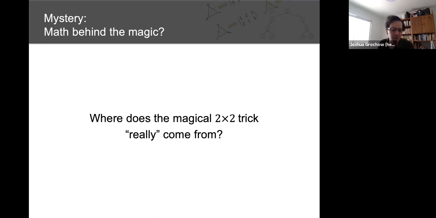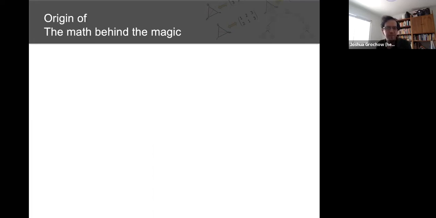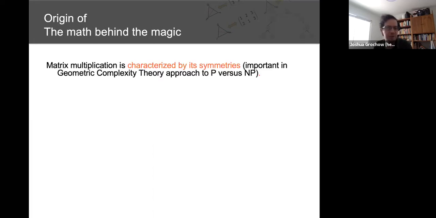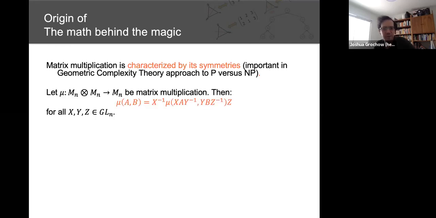And our starting point for this actually comes from geometric complexity theory. You don't need geometric complexity theory to do this, but this was one of the strands that came together in our heads when we came across this, which is that matrix multiplication is characterized by its symmetries in the following very precise sense.